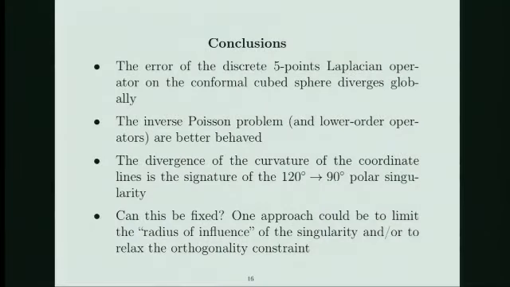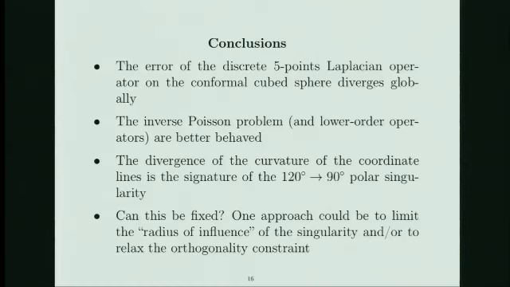So, conclusion. The error of the discrete 5-point Laplacian operator on the conformal cube sphere diverges globally. So here you have to be concerned about this. The same holds for the inverse Poisson problem, and also, though I didn't show the analysis, for lower order operators. If you look at gradients, they are better behaved. It is the divergence of the curvature of the coordinate lines which causes the problem. That's the signature of the 120 to 90-degree polar singularity. And the big point is that it's not confined to the pole. The curvature converges fast enough toward the pole that it is large enough, even at finite distance from the pole, that it affects the whole bed.